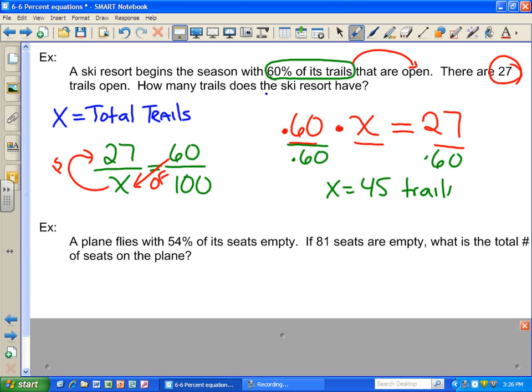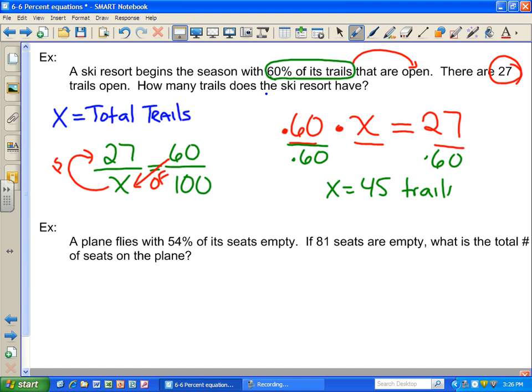Let's look at our next example. A plane flies with 54% of its seats empty. If 81 seats are empty, what is the total number of seats on the plane?